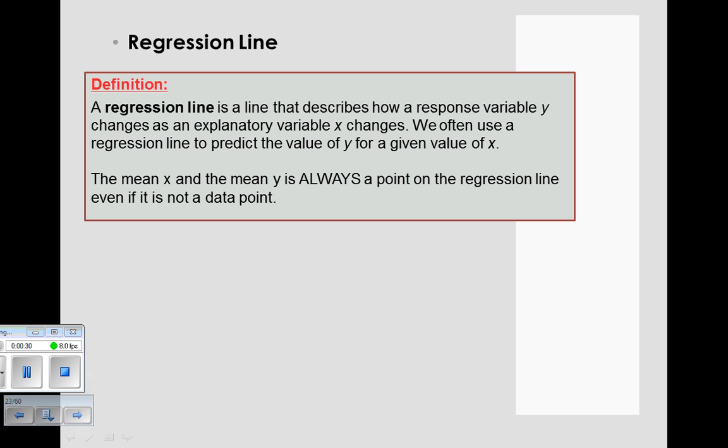So a regression line is a line that describes how response variable y changes as an explanatory variable x changes. We often use the regression line to predict the value of y for a given value of x. The mean x and the mean y is always a point on the regression line, even if it is not a data point. So I know that x bar, y bar is always going to be on the line of best fit. So as I have my data, I will always have x bar, y bar as a point.